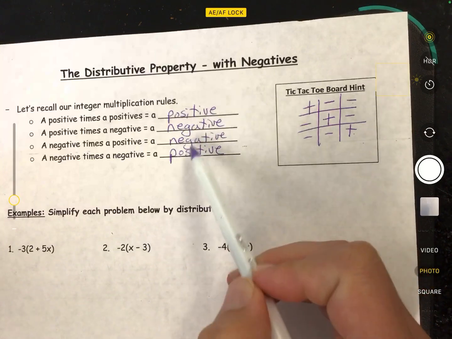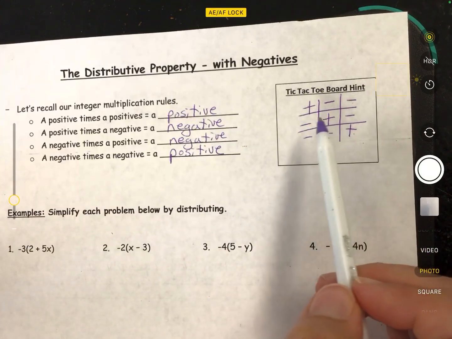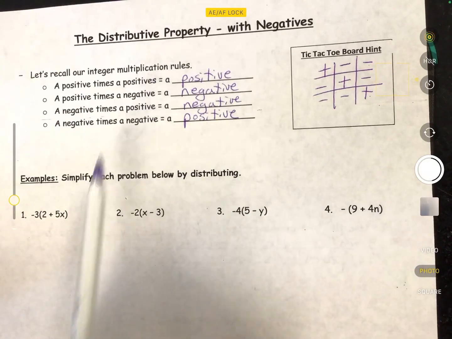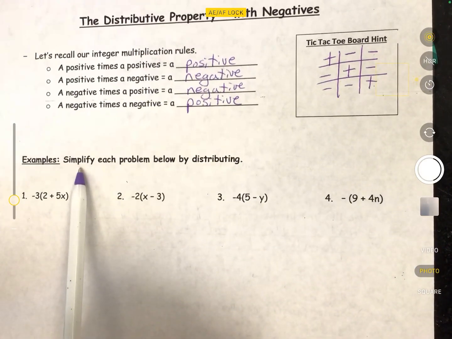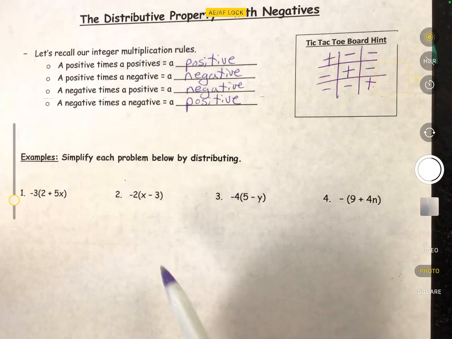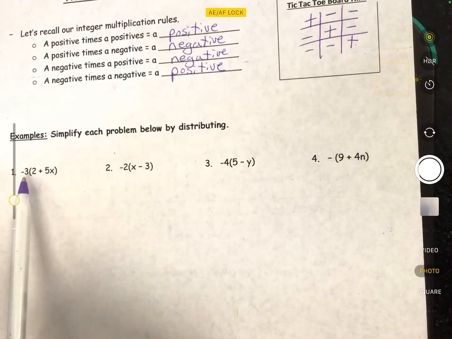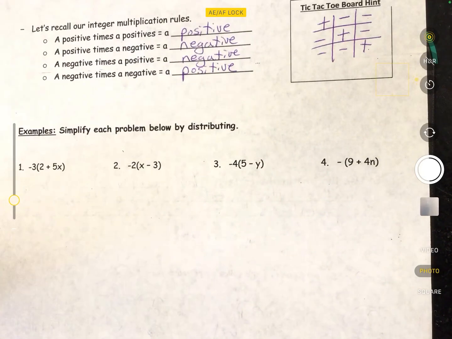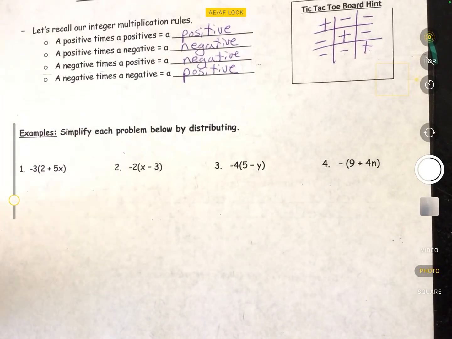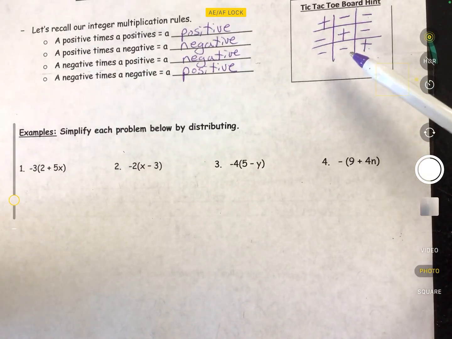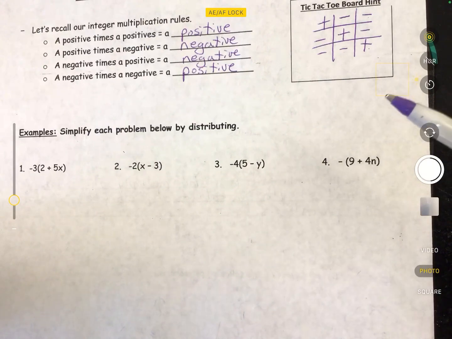I do not care if you straight up memorize or if you draw your tic-tac-toe board every time, but you need to know these rules because we are going to distribute again to simplify each of the following problems. Make it as small as possible. And if you notice, there's a negative on the outside every single time. It does not change how we solve the answer. It only changes what integer sign do I put with my numbers, positives or negatives.